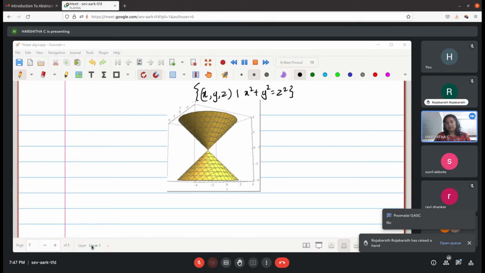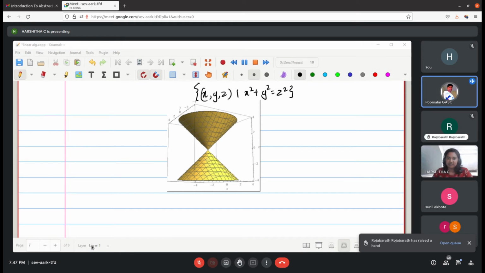Yeah, somebody says no. Would you want to explain why you're saying no? Sum of two vectors may not belong to the surface.